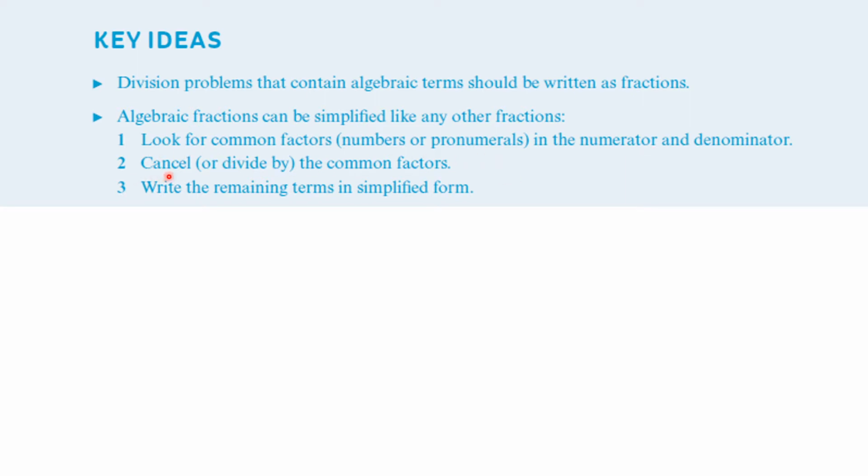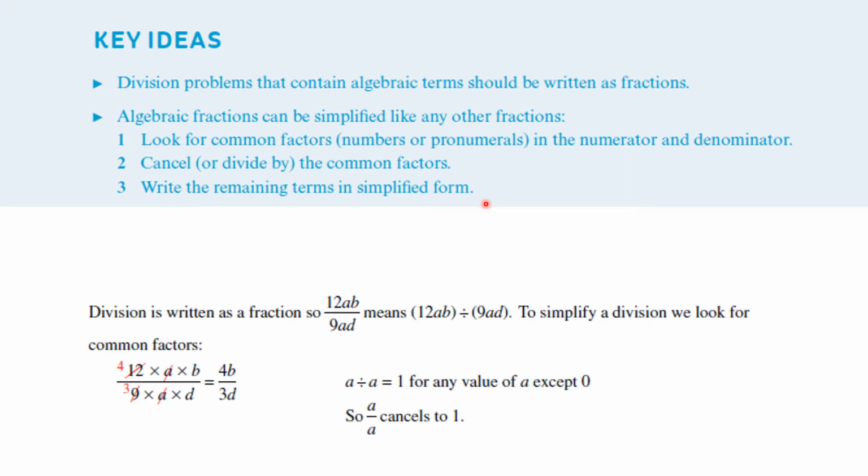The second thing we look at is if we can cancel out by dividing by the highest common factor for the numbers or the pronumerals or both. And third, we complete our question by writing in simplest form. So here is an example just following this three-step process.